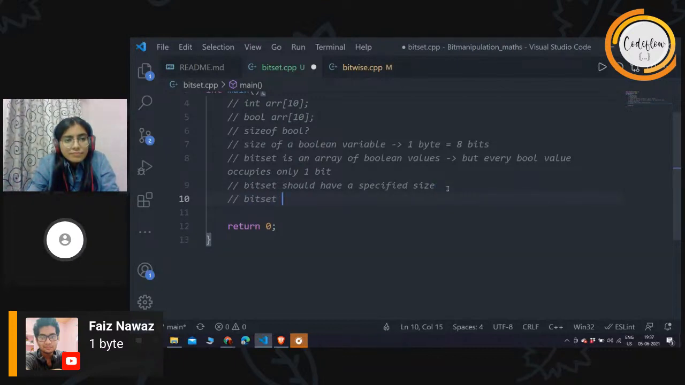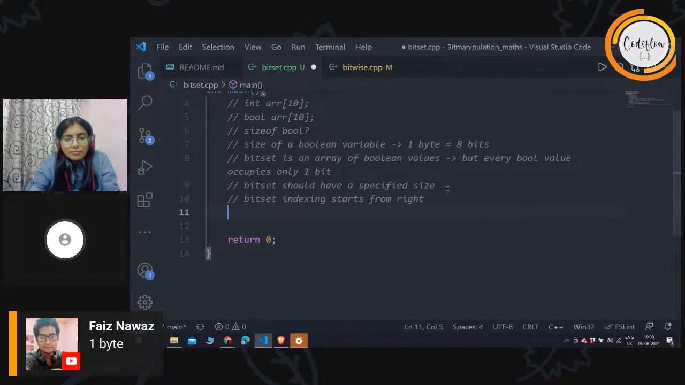Then bitset indexing starts from the right. For example, in an array there is left to right indexing, right? The leftmost index is 0 and the rightmost index is n minus 1. Makes sense. But in bitset, the rightmost bit is your 0th index. Okay, makes sense to everybody?